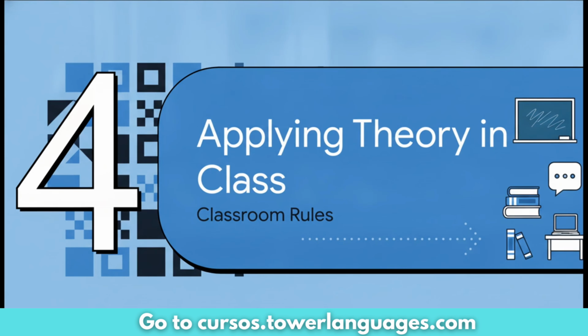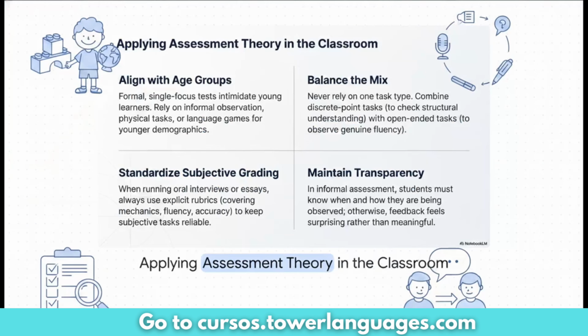Section 5, Applying Theory in Class. And this brilliantly illustrates how we move from academic theory to the actual realities of your physical classroom. So, here are 4 golden rules for applying this theory. Rule number 1, align with age groups. A formal single-focus test is just going to intimidate young learners, so rely on informal, physical tasks or language games for them instead. 2, balance the mix.